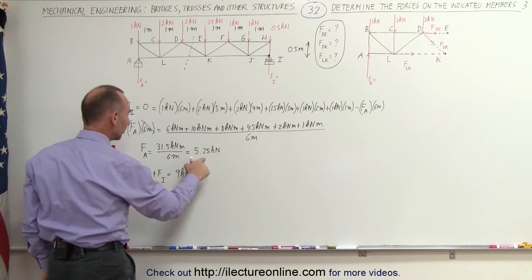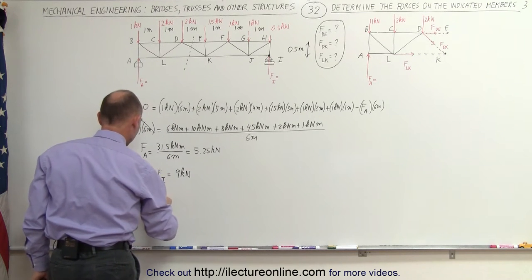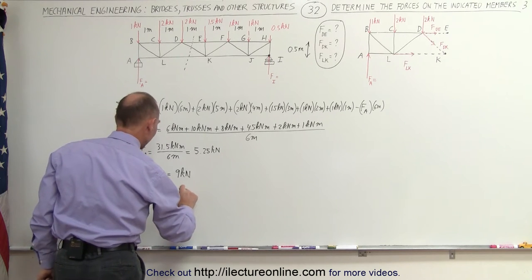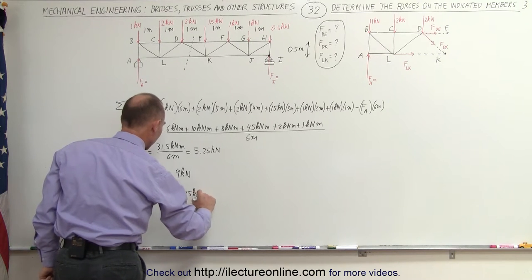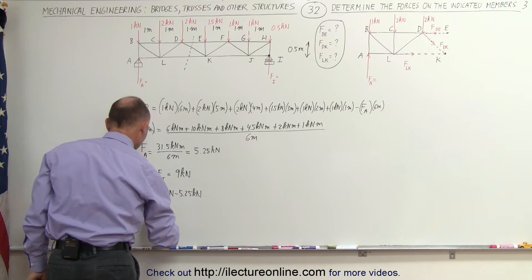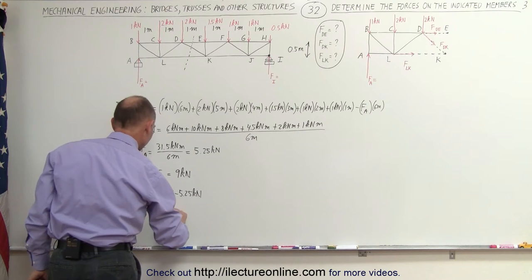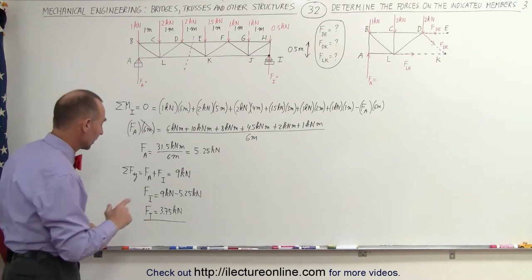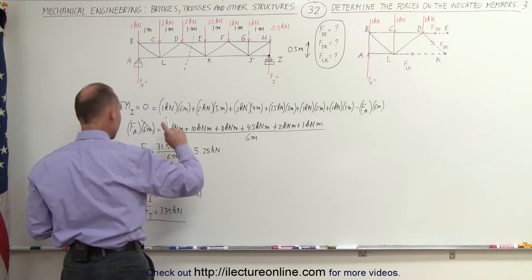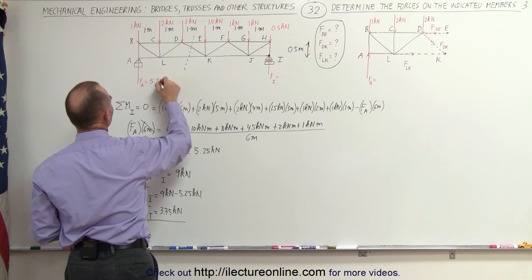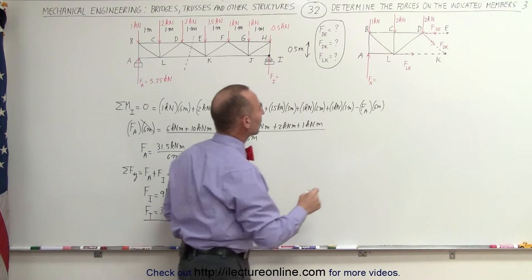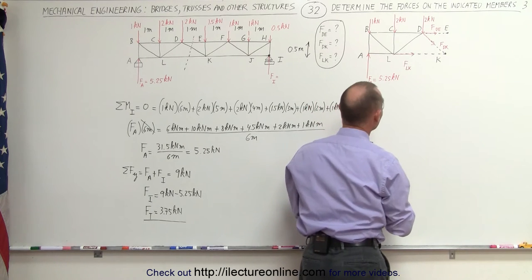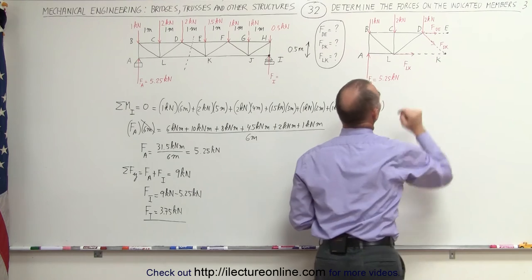Since we know that F sub A is equal to 5.25, we get F sub I is equal to 9 kilonewtons minus, when I bring this to the other side, 5.25 kilonewtons. And notice that that leaves us with F sub I equal to 3.75 kilonewtons, just so that you can see how that can be calculated. But the only one that we really need to know is F sub A, and that's equal to 5.25 kilonewtons. And we can put that over here as being 5.25 kilonewtons. Now we need to find these three unknown forces.